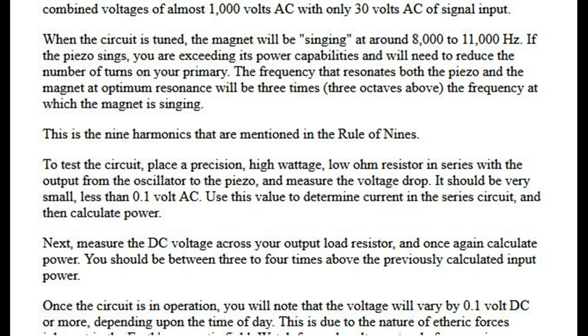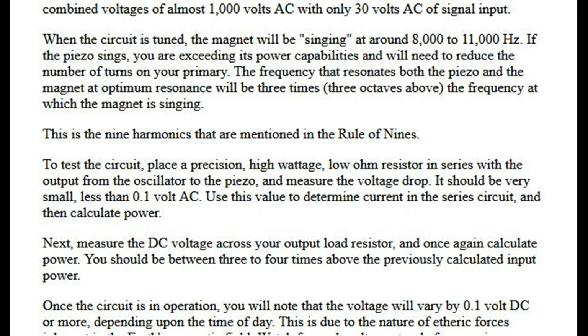To test the circuit, place a precision, high wattage, low ohm resistor in series with the output from the oscillator to the piezo, and measure the voltage drop. It should be very small, less than 0.1 volt AC. Use this value to determine current in the series circuit, and then calculate power. Next, measure the DC voltage across your output load resistor, and once again calculate power. You should be between 3 to 4 times above the previously calculated input power.